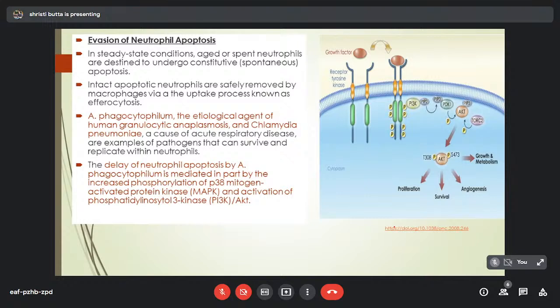So in a steady state condition, we must remember that aged neutrophils undergo apoptosis, okay, and that is destined to happen. A delay, which may be due to a defect or a mutation that may be caused, okay, so the delay in case of an infection by Anaplasma phagocytophilum or Chlamydia may result in an increase in the phosphorylation of the PI3K-AKT-mTOR pathway or the MAPK kinase pathway.